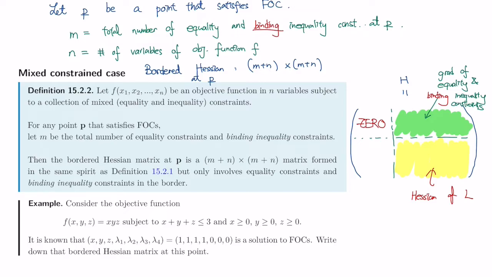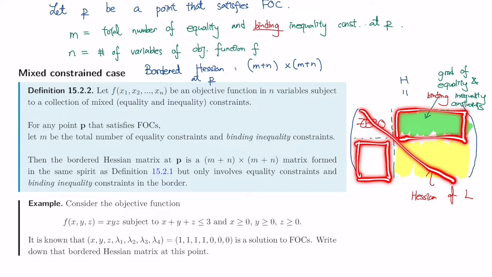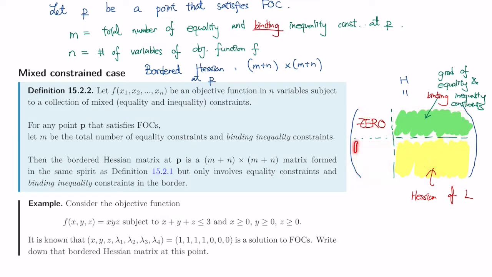And then this part is basically obtained by taking the transpose, or by reflecting along the diagonal. So this part is essentially putting all the rows here as columns, okay? So this is how you form the bordered Hessian matrix. It's essentially identical as before. The only difference is now you include all the constraints that are binding, okay? And you throw away all the inequality constraints that are not binding.